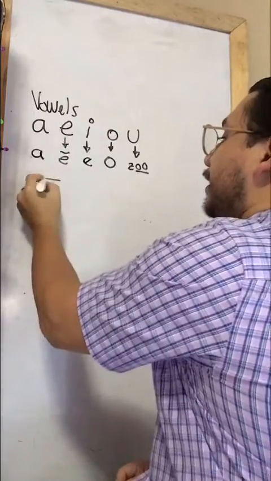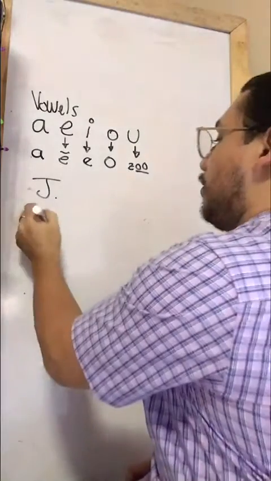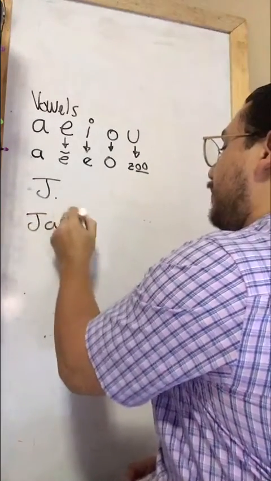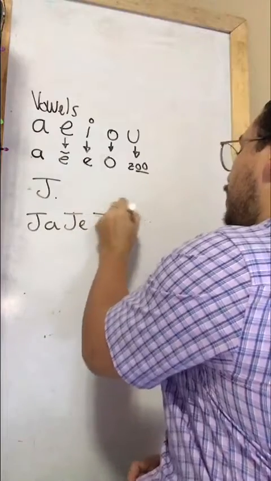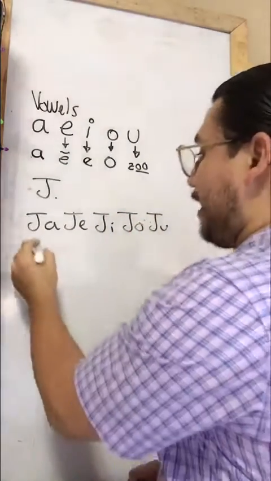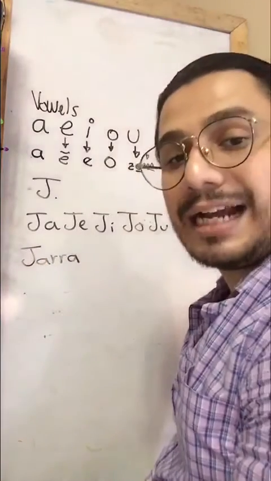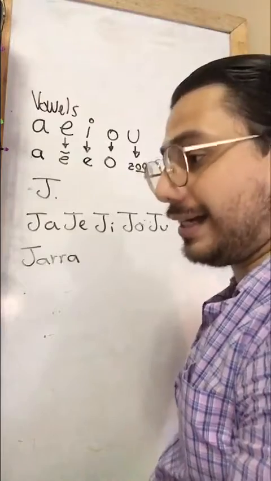Then we have the letter J, the sound. So we have ja, je, ji, jo, and ju. So we have jarra, jarra, that is a jar, jarra.